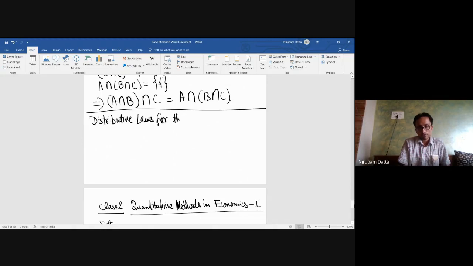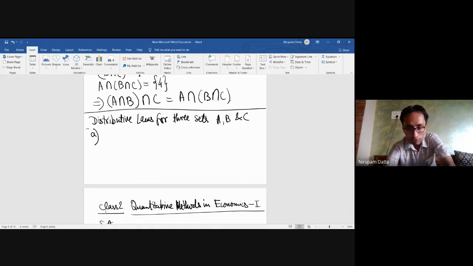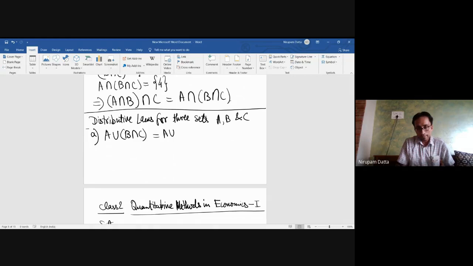For three sets A, B, and C, there are again two laws. So what is the part A law? Part A law says A union B intersection C is equal to A union B intersection A union C.